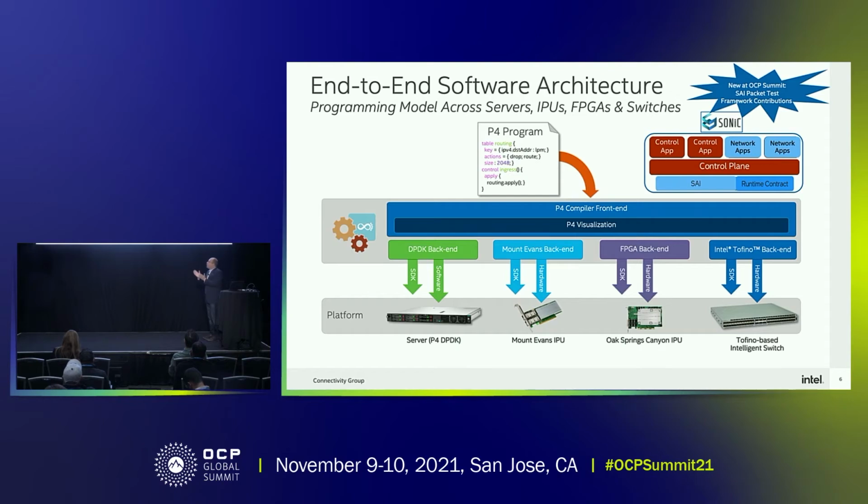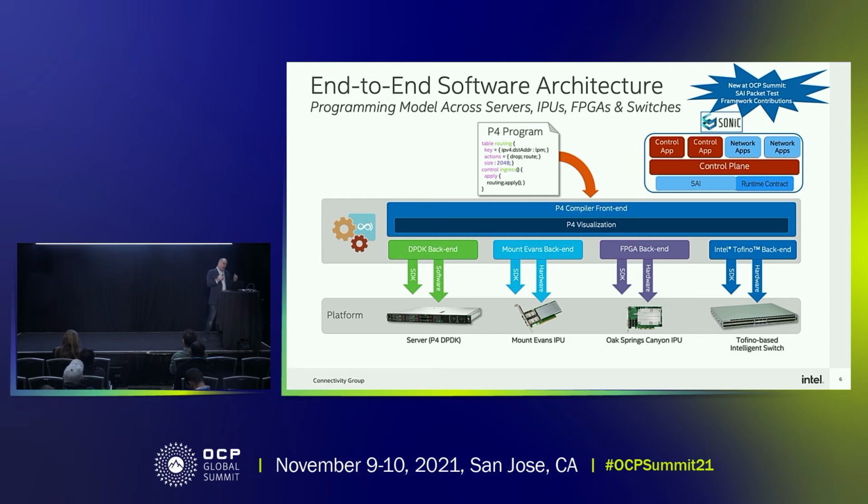So, for the Intel Intelligent Fabric, I talked about software optimizations. One of the ways that we do that is an end-to-end software architecture and a consistent programming model across servers, IPUs, FPGAs, and switches. And you can kind of see that up here. You see a P4 front end, a P4 program across multiple data plane targets. For example, you see a switch using P4 DPDK. You see the new Mount Evans IPU. You see an FPGA-based IPU from Intel, Oak Springs Canyon. You also see a Tofino-based intelligent switch. All of these with a P4 front end.